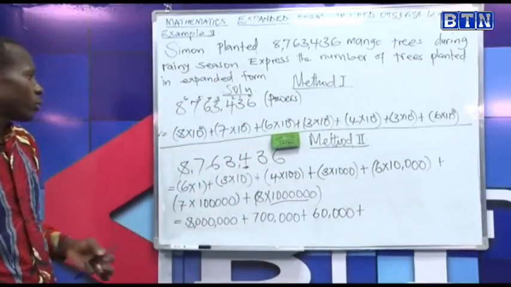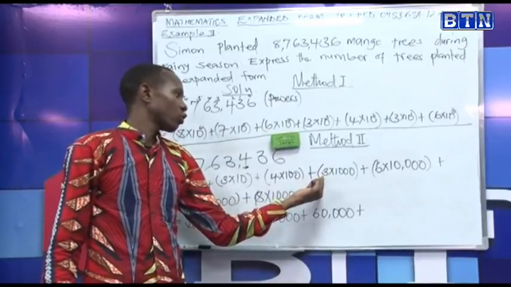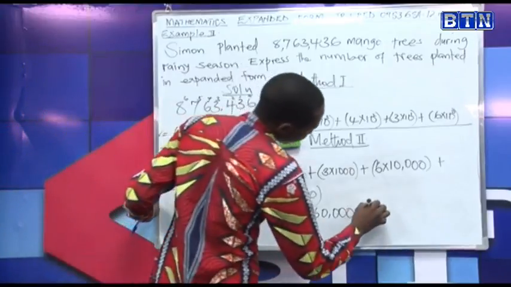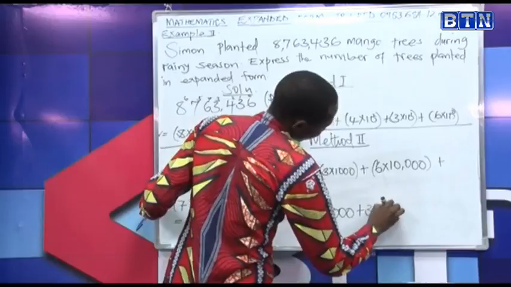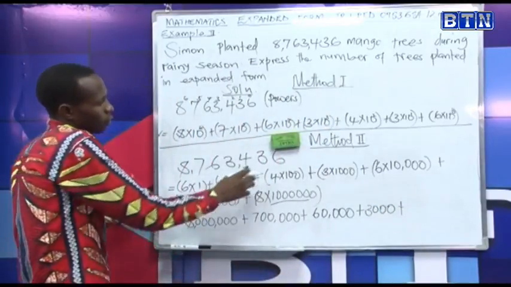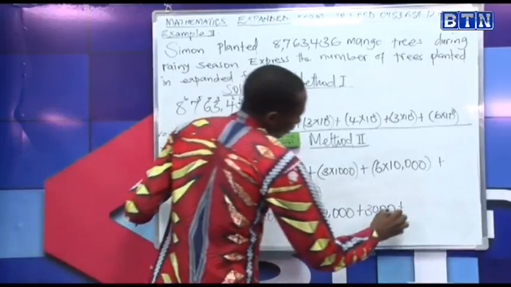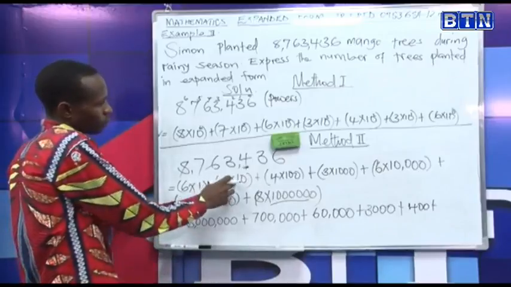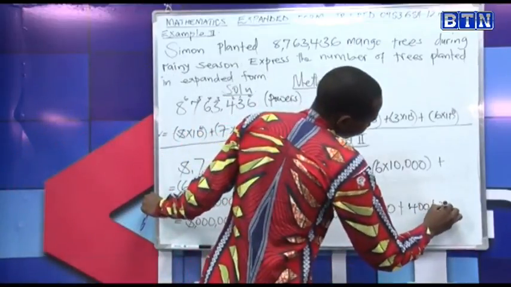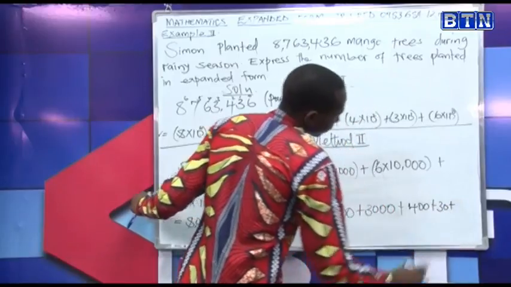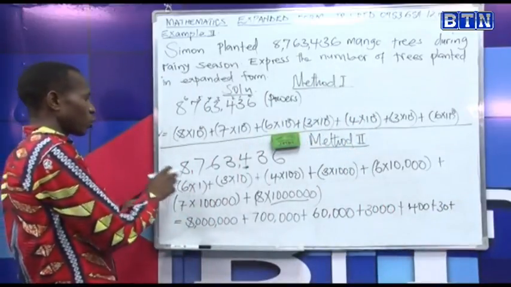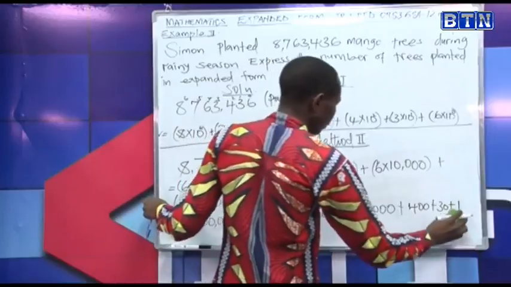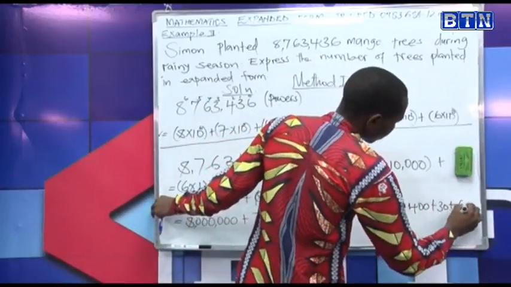Plus, we come to the next bracket. We have 3 times 1,000, which will give us 3,000. So we shall have to add 3,000 plus 4 times 100, it will give us 400. Plus 3 times 10, it will give us 30. Plus, lastly, we shall have 6 times 1, it will give us 6.